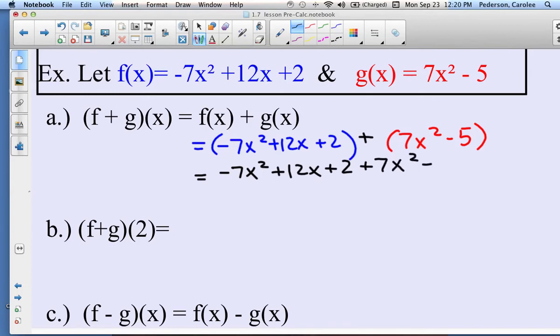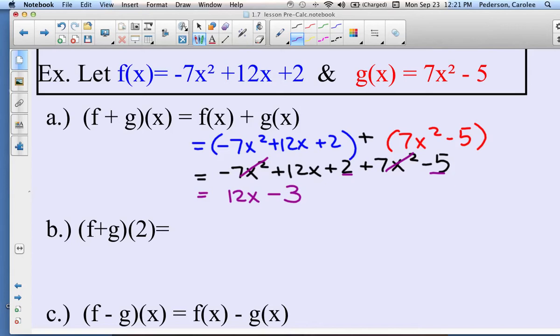And combine like terms. We have like terms with the negative 7x squared and the positive 7x. So those would cancel out. And then we have like terms with just the 12x by itself. And then the plus 2 and the minus 5 are constants. They go together to give you minus 3. So f plus g of x is 12x minus 3.